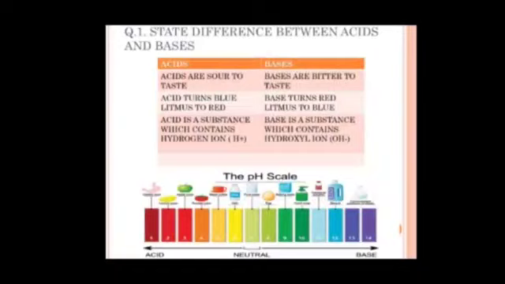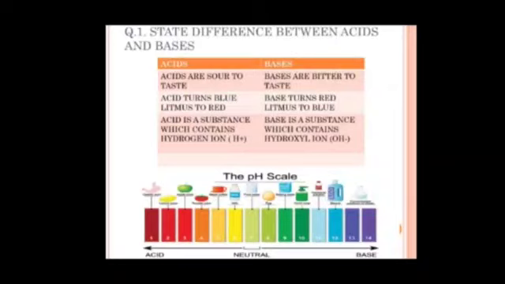Second point for acid: acids turn blue litmus paper to red. Again, here we are writing about the litmus paper color change for acid, so for bases also we will write the same. Bases turn red litmus paper to blue. So the second point of acids is that acids turn blue litmus paper to red, and the second point for bases is that bases turn red litmus paper to blue.